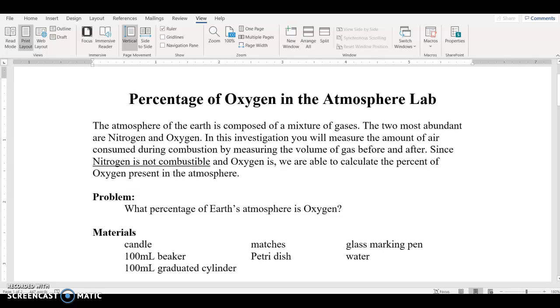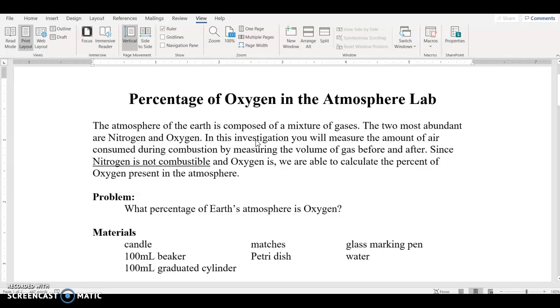But the second most abundant gas in the atmosphere is oxygen. And what we want to do today is figure out how much oxygen is in the atmosphere. So we have a neat little lab where we can do that. So read along as I read it here.